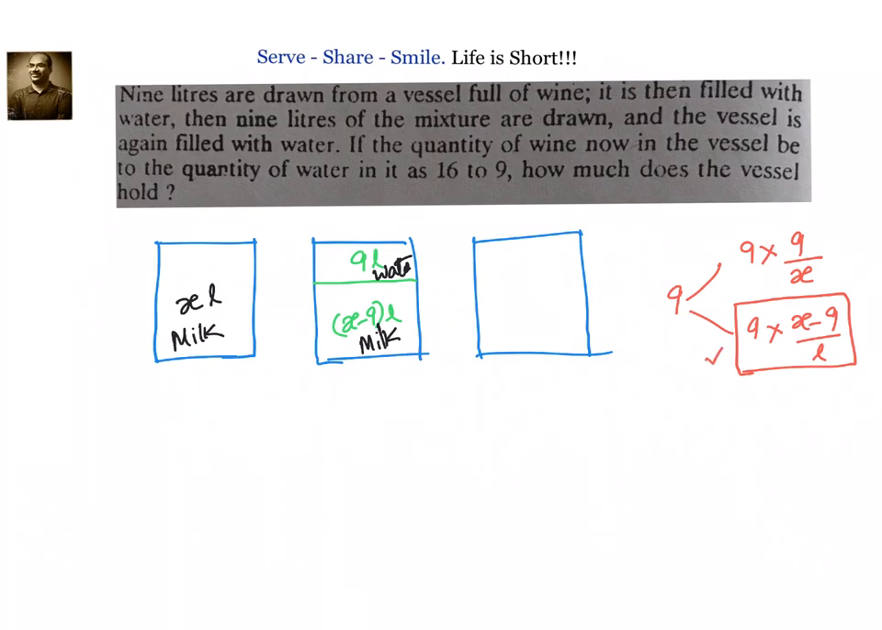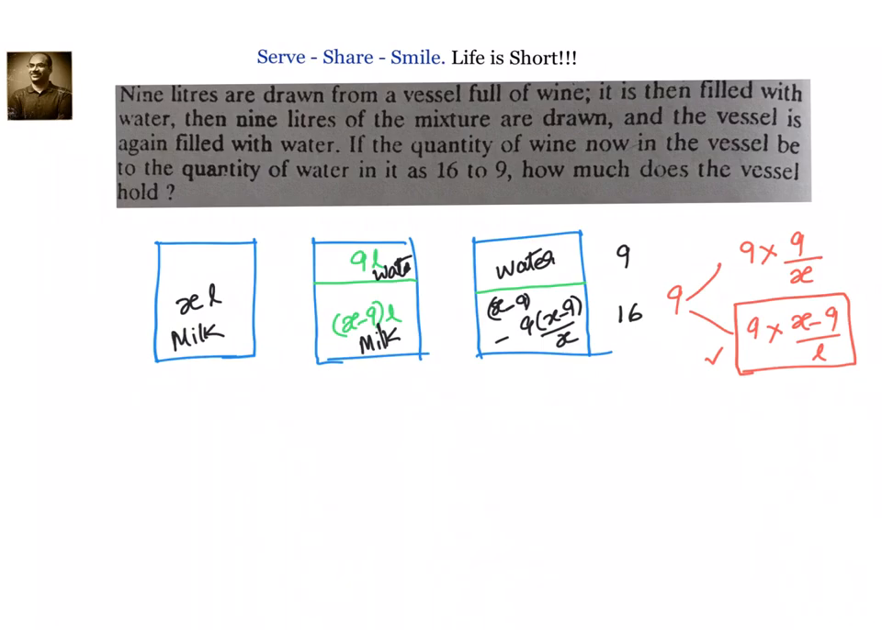After removing this and again filling with water, what will be the situation? We don't know how much water is there, but the milk left is X minus 9 minus 9 into X minus 9 divided by X. If you are able to understand this, then we are good to go. And we know this is in the ratio of 16 to 9.